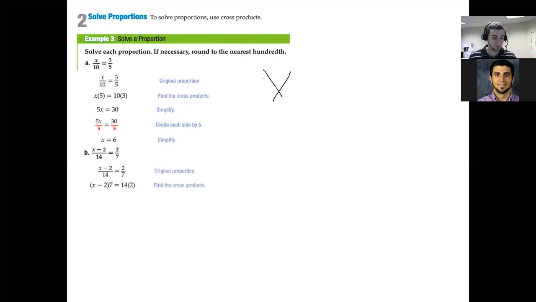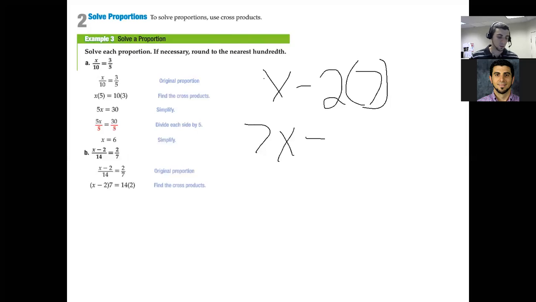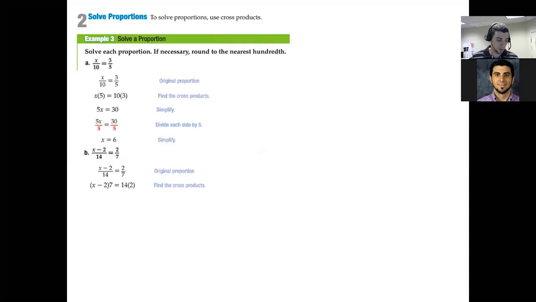Otherwise, you'd probably write it like this and think, oh, that's going to be x minus 14. Or if you wrote it like this, you would think, oh, that's 7x minus 2. But really what you need to do is multiply the 7 by everything there, okay? So if you multiply it out, you would get 7x minus 14 equals 28. Now that's a two-step equation. Add 14, so you get 7x equals 42.